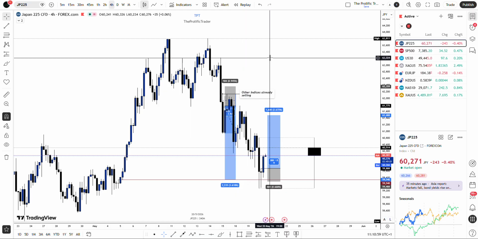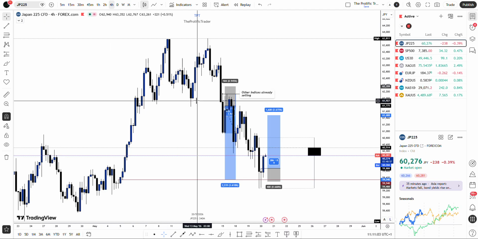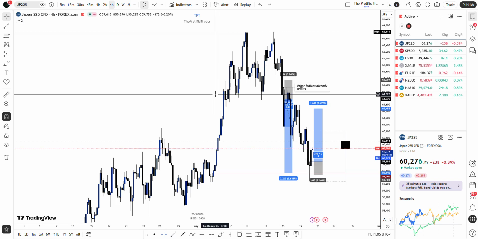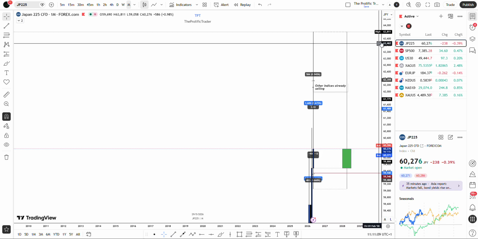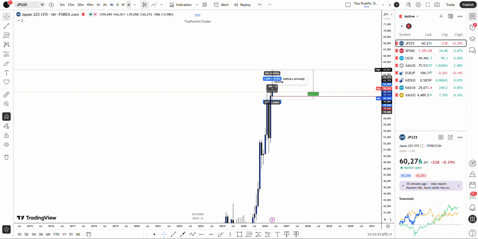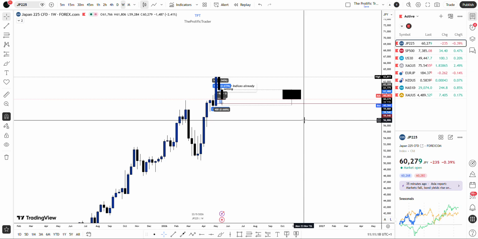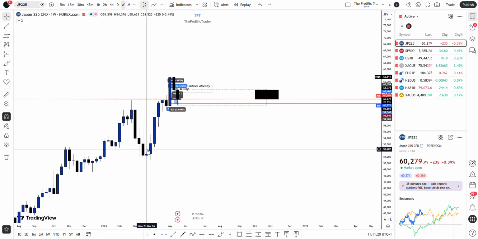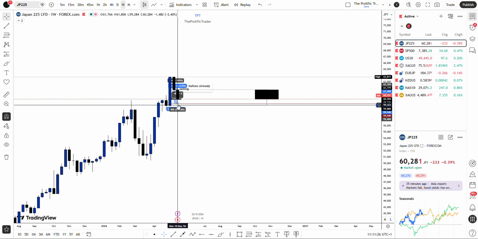Okay, so this is JP225, the Japanese 225 index, right? So normally it's a bullish asset. You can see this on the monthly time frame. It's been bullish all the while. And then there's the weekly, and you can see how beautiful the weekly prints. This is a bullish swing, and then a retracement, a push, and then a retracement.